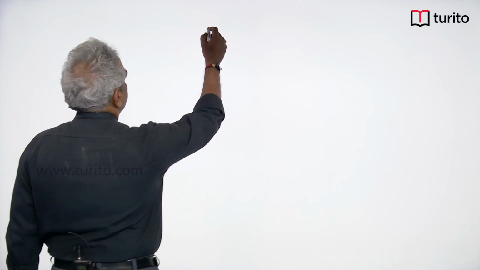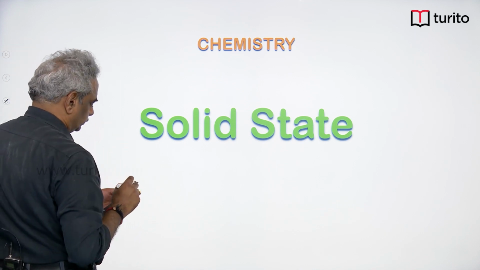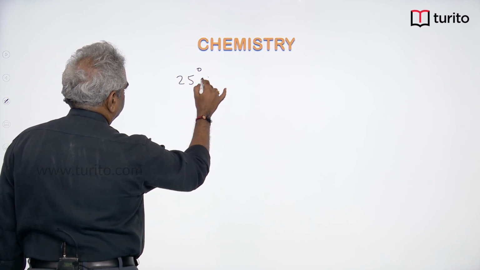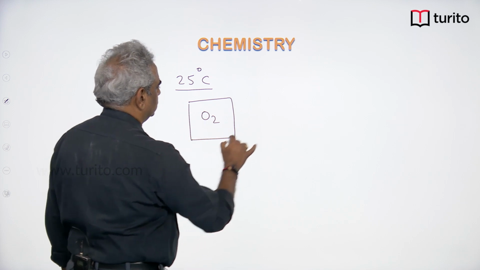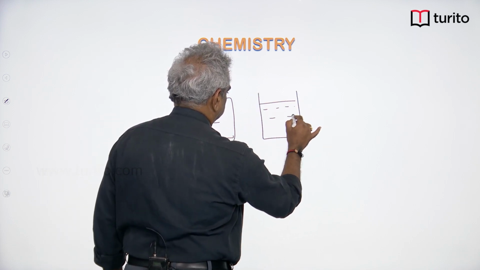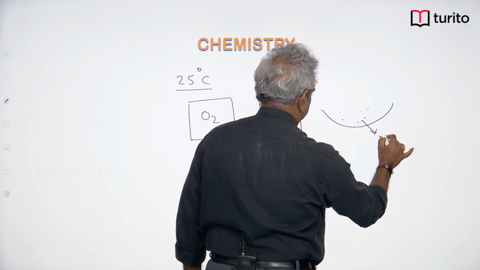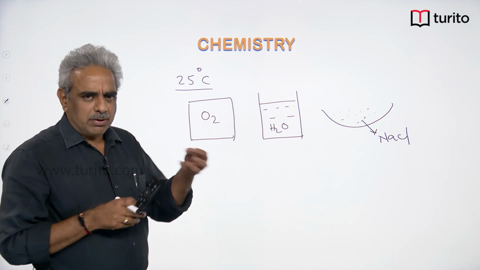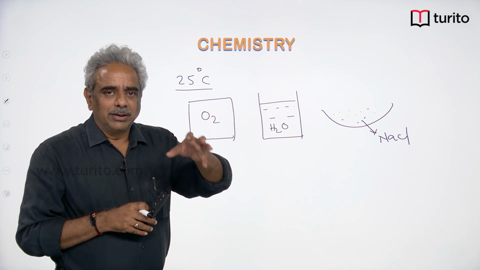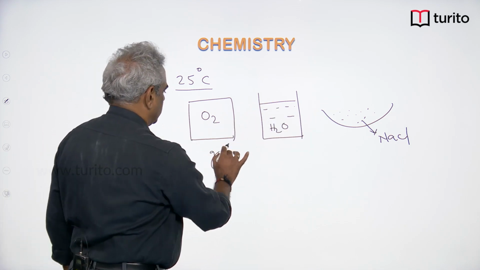For example, at 25 degrees C, if you observe, you just take a flask of oxygen gas, a beaker of water, a bowl of sodium chloride. All are at same temperature, 25 degrees C. But it is our human experience that oxygen definitely exists in gaseous state, water surely exists in liquid state, and sodium chloride exists in solid state, table salt, gas, liquid and solid.